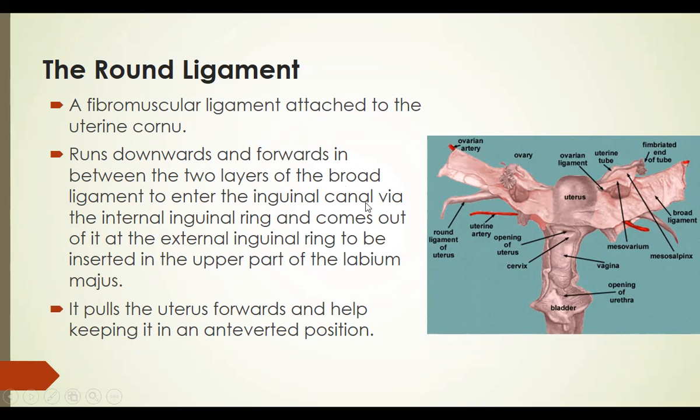So as I said, in the female, one of the components of the inguinal canal is the round ligament, which passes via the internal inguinal ring and comes out to the external inguinal ring to be inserted in the upper part of the labium majus. So it passes through the internal inguinal ring and then through the external inguinal ring and is attached to the labium majus, that is the external genitalia. So it will be pulling the uterus forwards and help keep it in anteverted position. As I said, this ligament has a very important role in keeping the uterus in its normal anteverted anteflexed position.